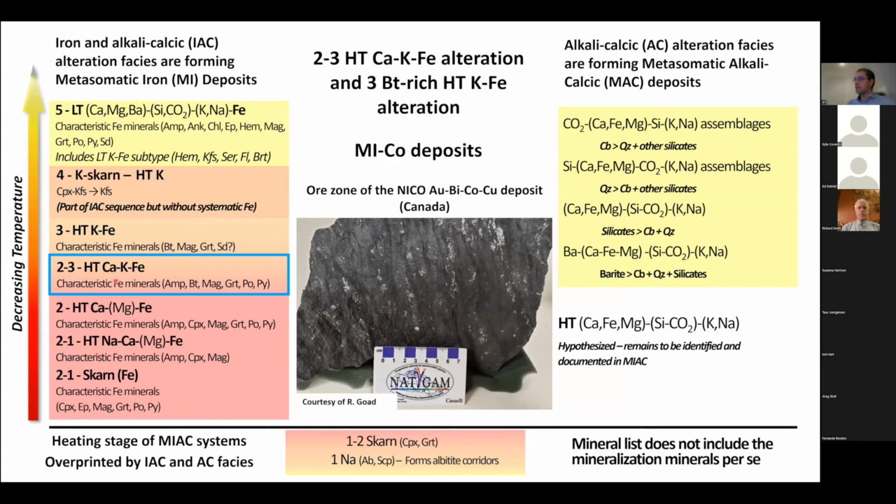Moving on, as the system is evolving, we're now moving to a stage where we're adding potassium in conjunction with calcium and iron. In certain components, the association of potassium and iron will be expressed as a biotite-rich alteration facies. This is typically associated with the concentration of cobalt to form metasomatic iron cobalt deposits.